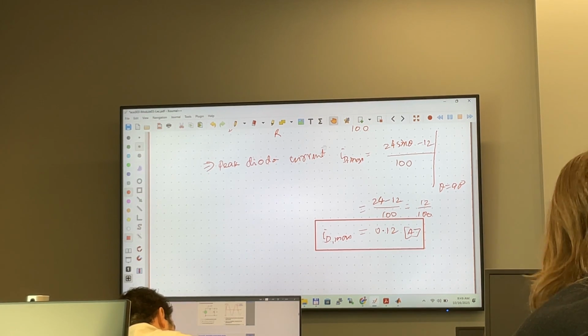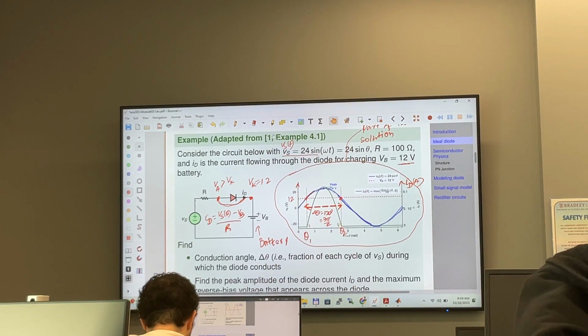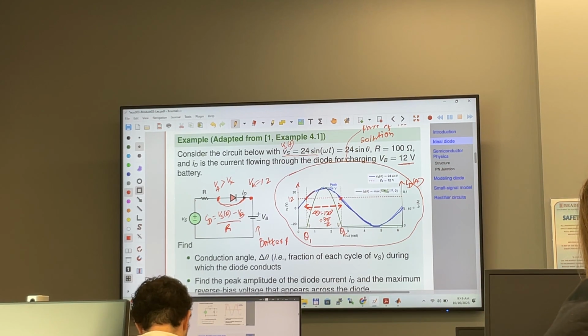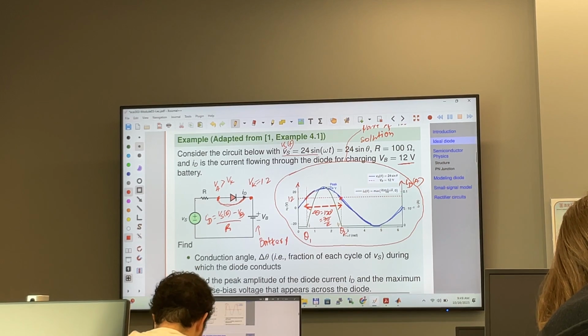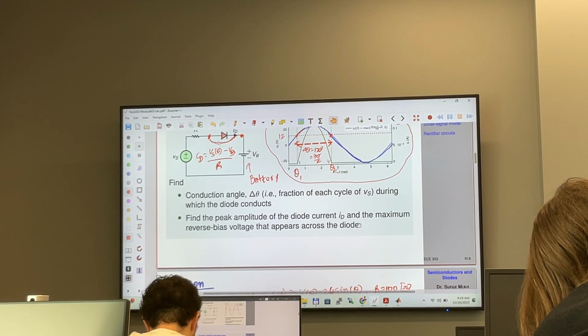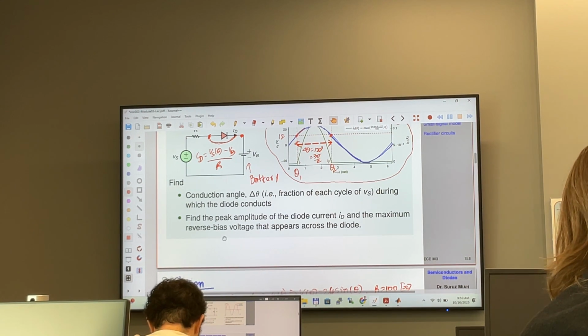So if you look at this plot, I used computers to draw it. The maximum diode current is going to be here, 0.12 ampere. Other than that, it is going to follow a sine wave. So here, when theta is greater than 30 degrees, it is going to follow this equation. But the maximum is going to be 0.12 ampere. So this is the peak amplitude of the diode current, and now we want to see the maximum reverse bias voltage.